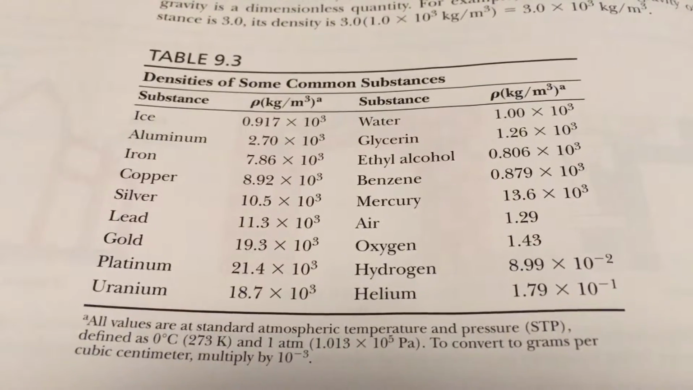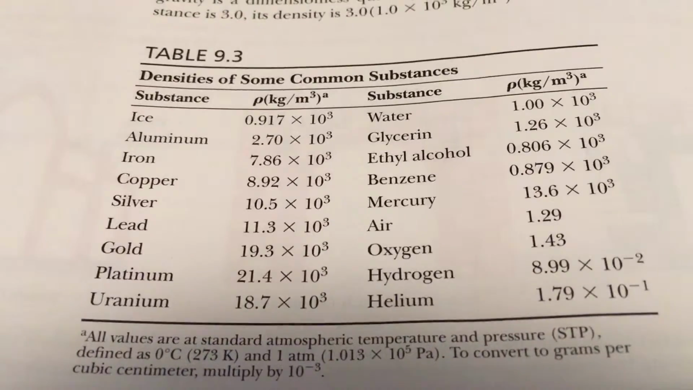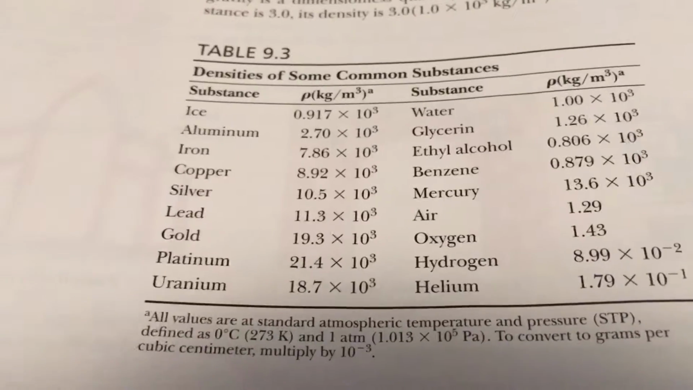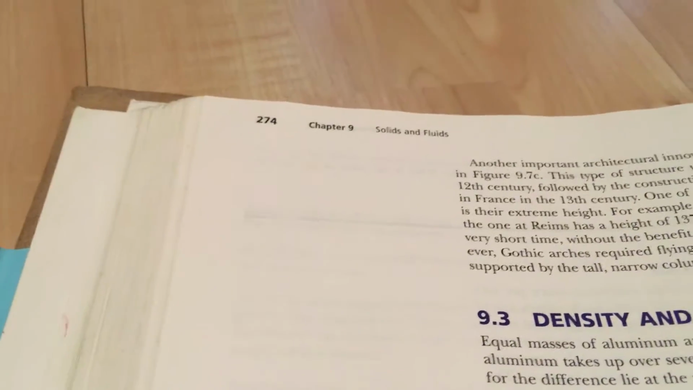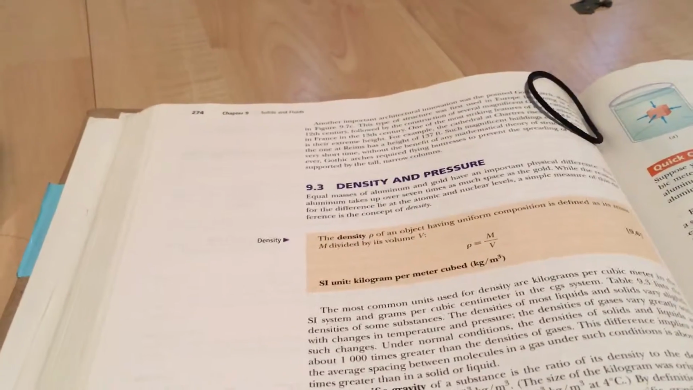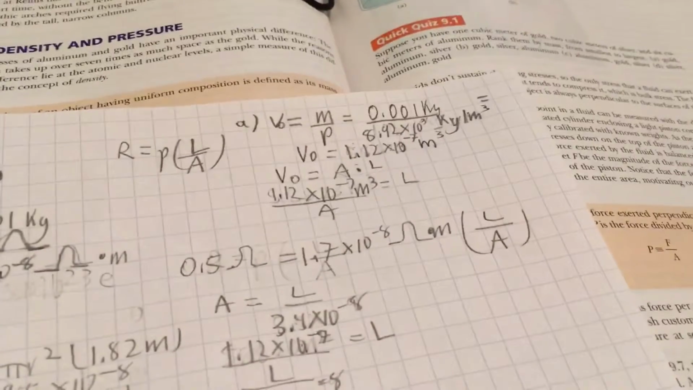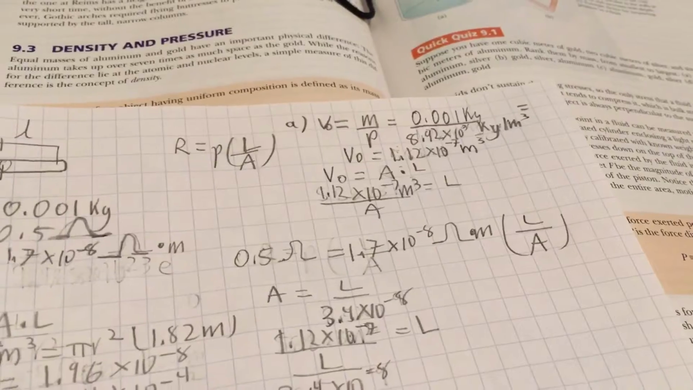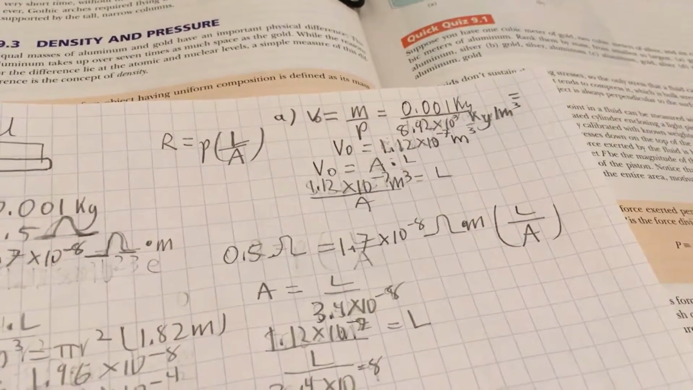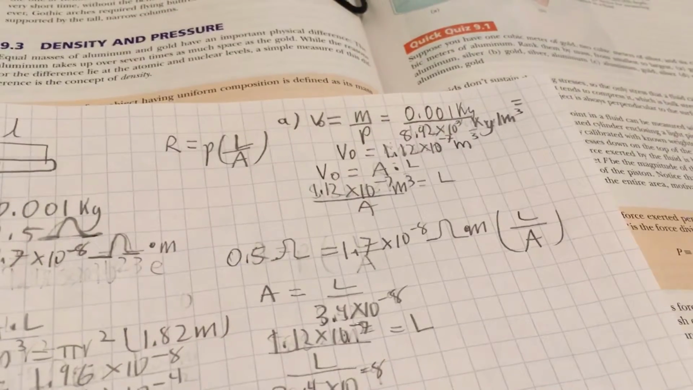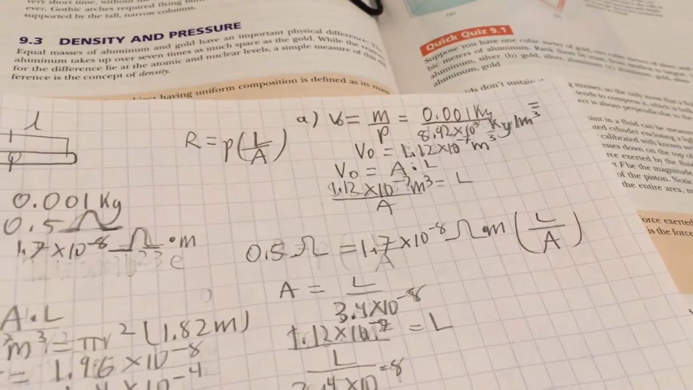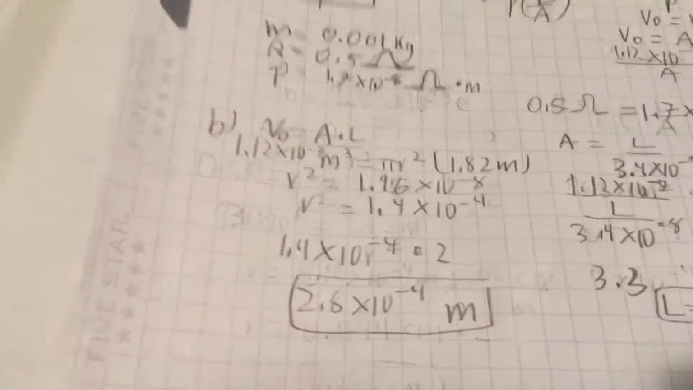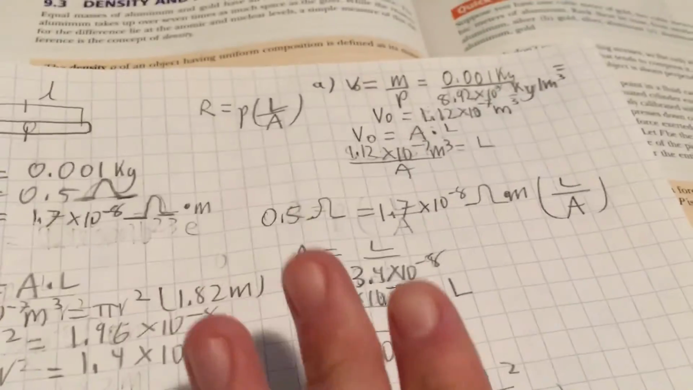This is the density for some substances. So one of them just happens to be copper, and this is on page 220 and 74. This page. Now, after we find a volume, which is 1.112 times 10 to the power of negative 7 meters cubed, we have to notice that volume is also area times length. We're going to use this later in part B, but first we're going to use it in part A.